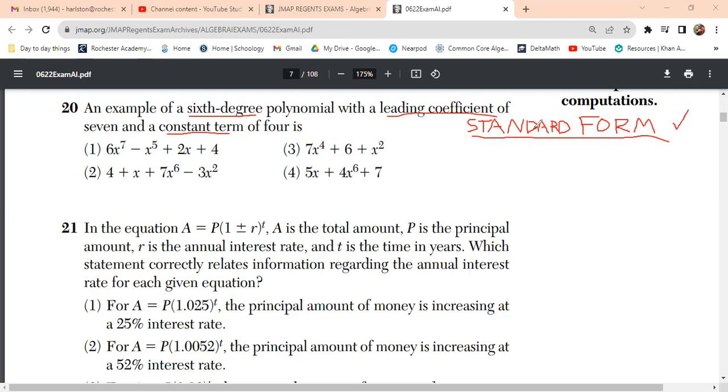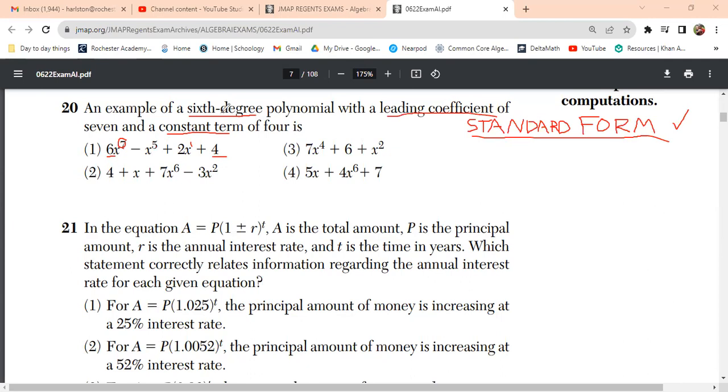All standard form is, you take the highest exponent and put it first, the second highest exponent goes second, and so forth. The last thing that you normally have is the constant term. If you look at number 1, the 7 goes first, the 5 goes next, this would be a 1, and this is a constant. This is in standard form, and the degree is the highest exponent. So the degree of this polynomial is 7, the leading coefficient is 6, the constant is 4.